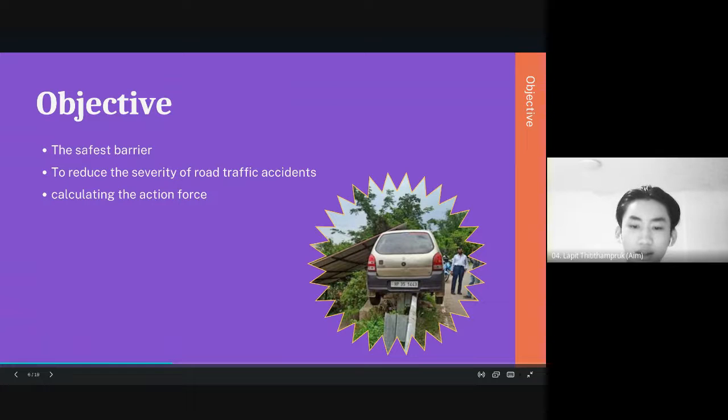And the objective of this project is to observe which material is the safest barrier in order to reduce the severity of road traffic accidents by calculating the action force. This report presents a discussion on the optimal choice of the material of the barrier.